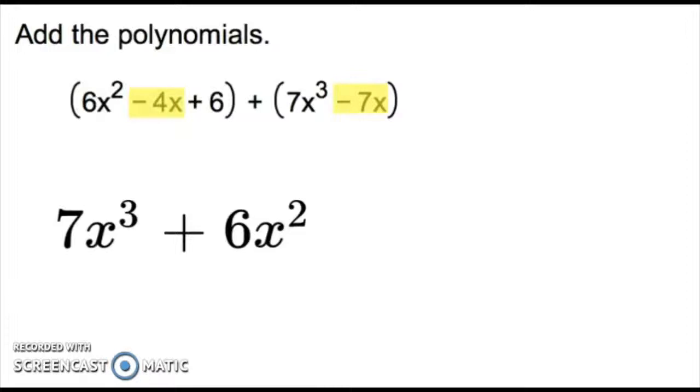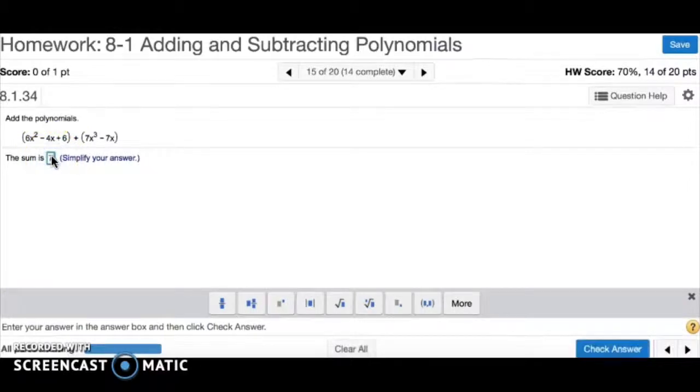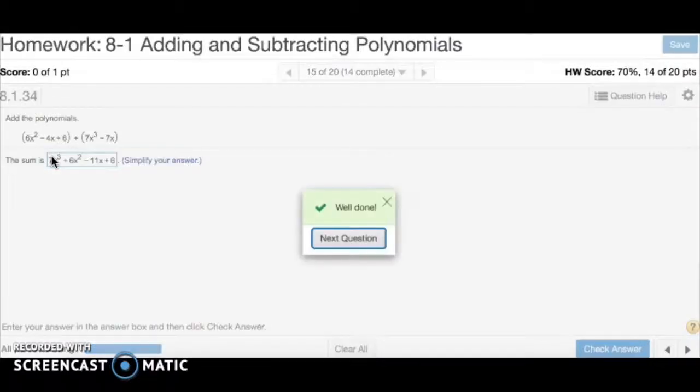Now I compare and combine my like terms, which is negative 4x plus negative 7x, which is negative 11x. And then the last term not touched yet is the 6. There's nothing to combine it with, so put plus 6 at the end. And this is my answer. I have 7x to the third plus 6x squared minus 11x plus 6. That's number 15.